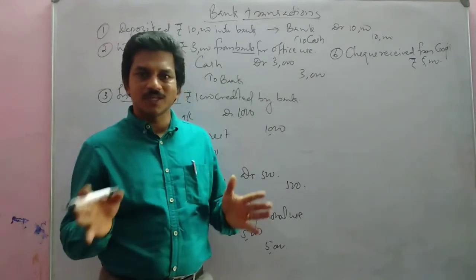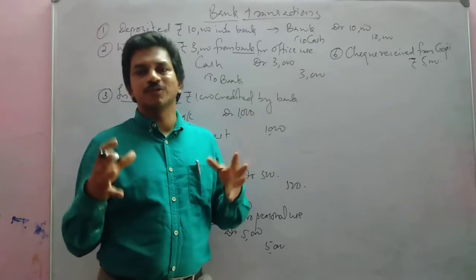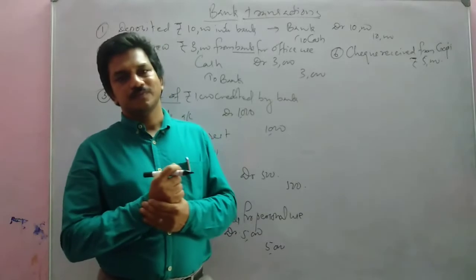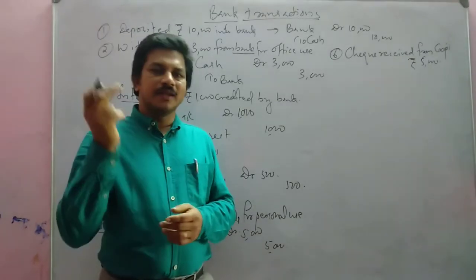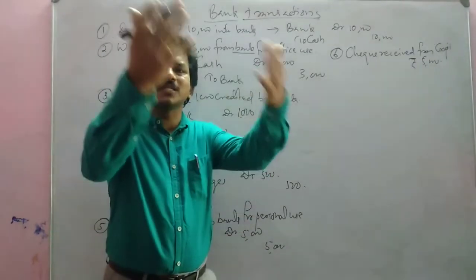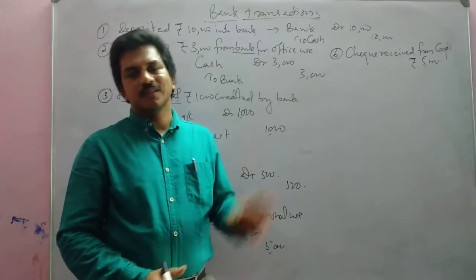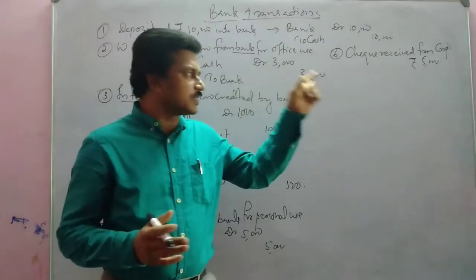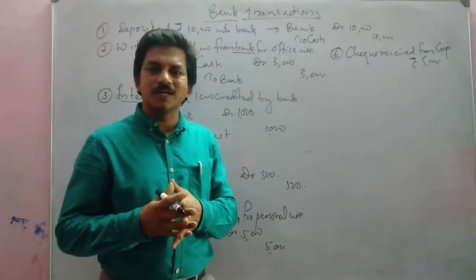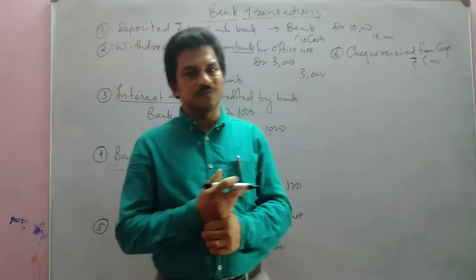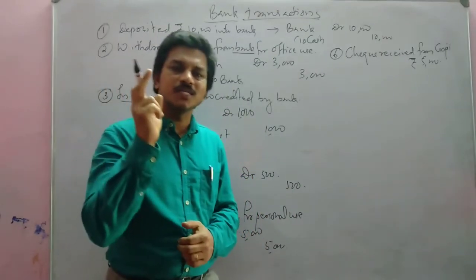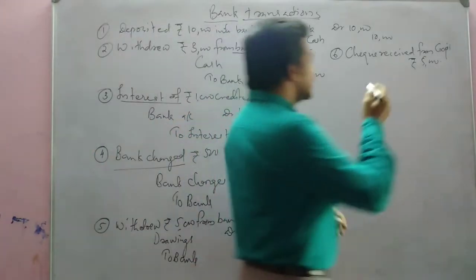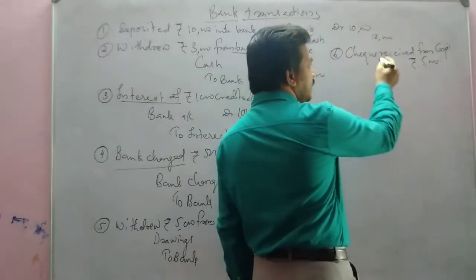Understood? Is it clear? If you receive a check, it should be considered as cash received and should be shown in the cash account. Clear? Then, if you receive a check and immediately deposit that into bank, that will be considered as bank receipt. That we will discuss now. Before that, let us clear this once again. If you receive a check, that will be considered as cash received. So how can we write the journal entry? We received cash from Gopi. Check we will consider as cash.